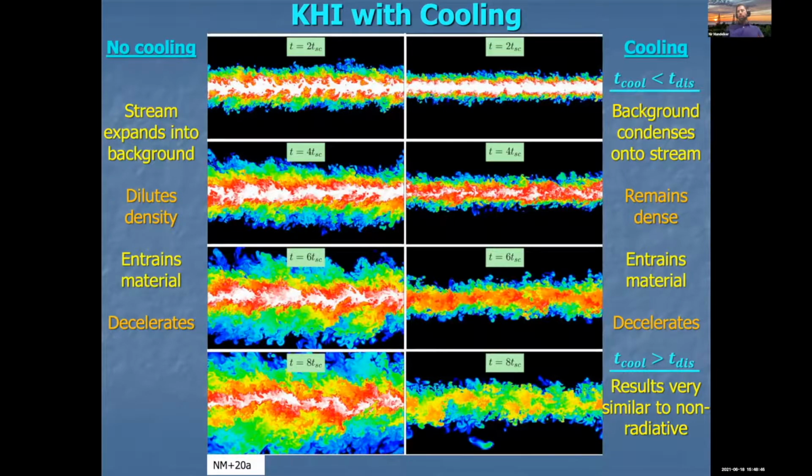And the color here is just a passive scalar that traces the mixing of the two fluids. If you look on the left in the no cooling simulation, you can see that as the instability evolves, the stream seems to throw out material into the background. You have a lot of stream material at very large distances from the background. That dilutes the density of the stream, but it leaves the core of the stream pretty unmixed, which is why you still have the very white color here at the center of the stream.